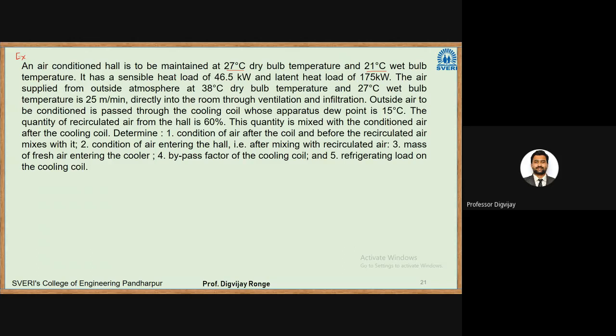The air supplied from the outside atmosphere is at 38 degrees Celsius DBT and 27 degrees Celsius WBT. So this is your outside air. This was your room condition. This is your outside condition. Then 25 meter cube per minute enters directly into the room through ventilation and infiltration.